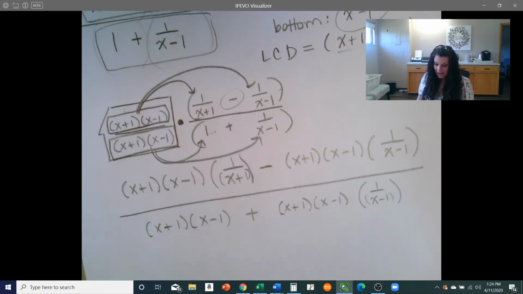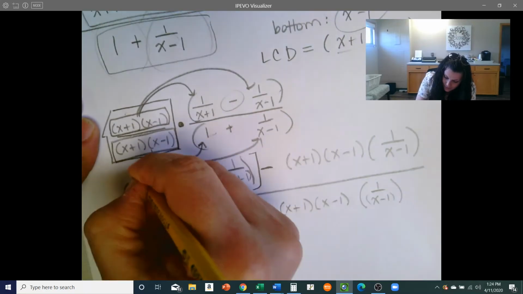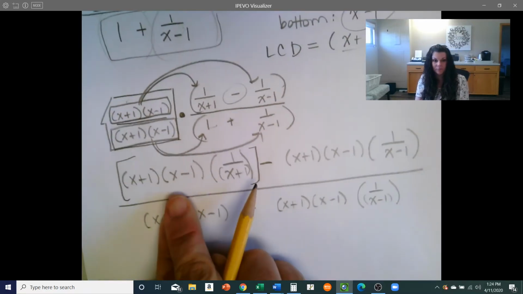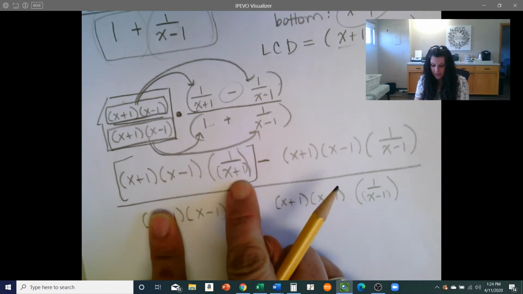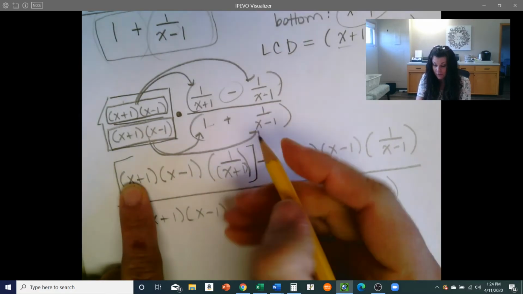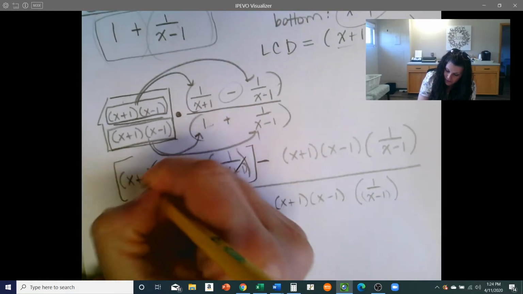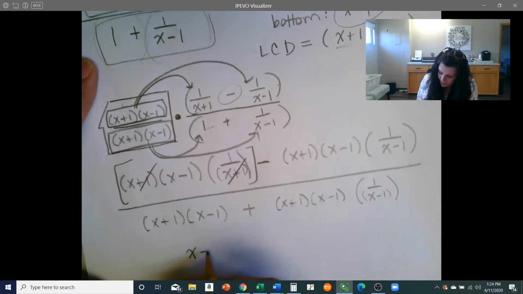Okay, now this term, everything's being multiplied. This is in the denominator and this is in the numerator. So I can cancel those. So I'm left with x minus 1.